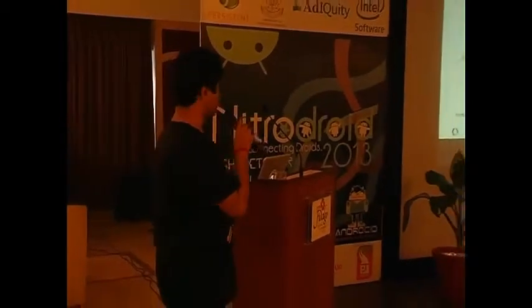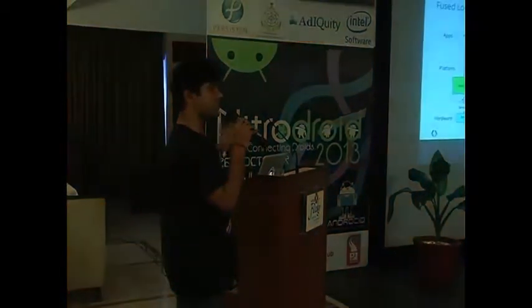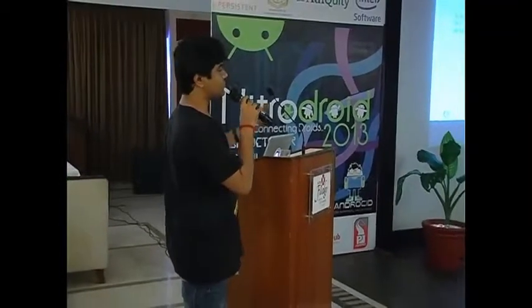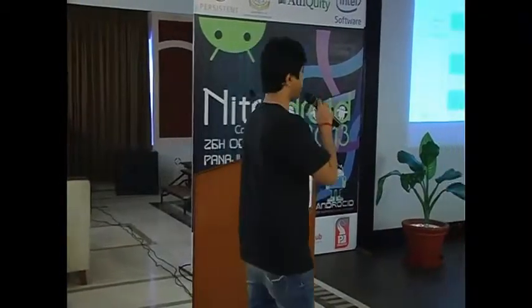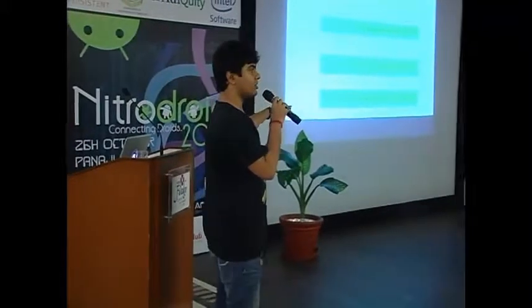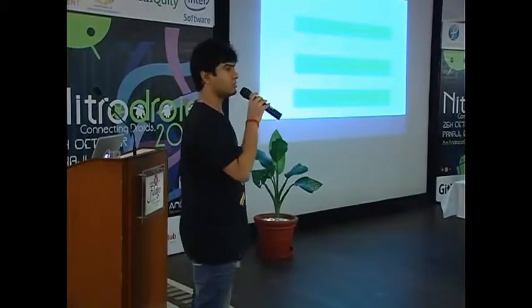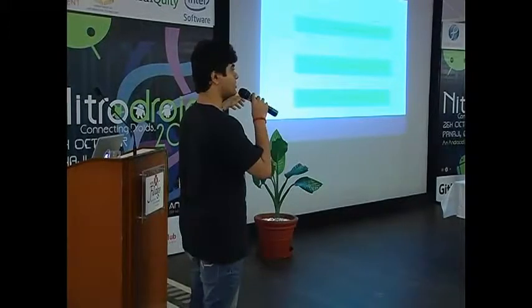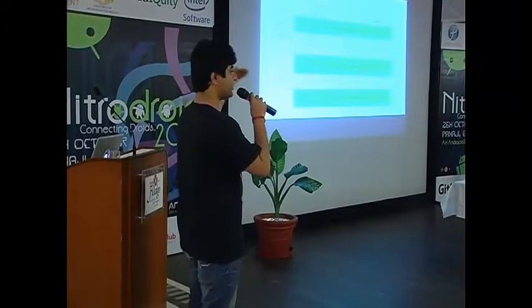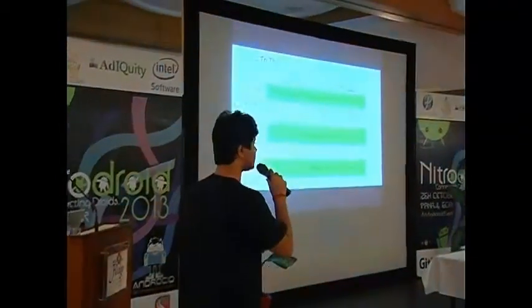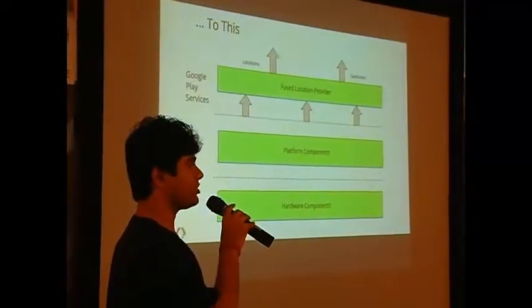Okay, so this was the situation before, very, very complex and very difficult for people who are getting started with Android to cope with. Google changed it to something like this, which is very, very straightforward, right? So you have hardware components, you have GPS, you have Wi-Fi. You don't have to worry about that anymore. Okay, you have platform components, stuff that interacts with the hardware, like how it interacts with GPS and so on. In the new version of the API, you don't have to worry about that also.